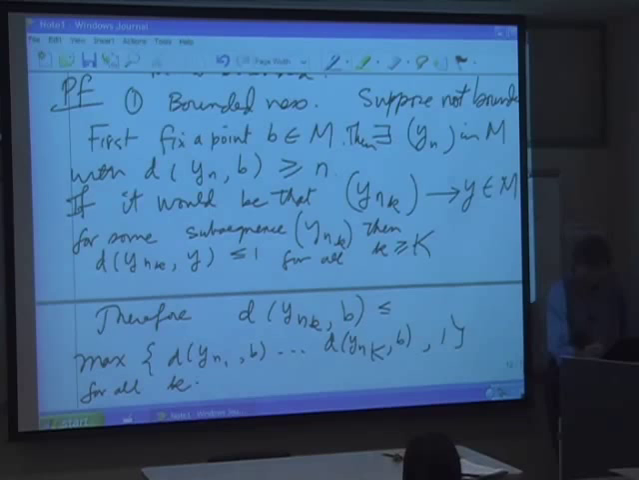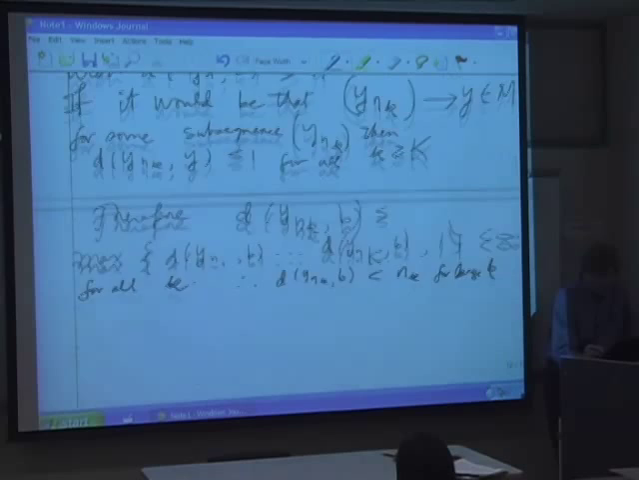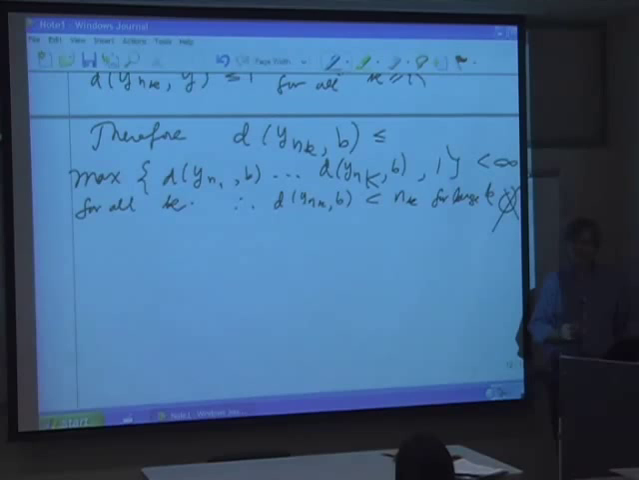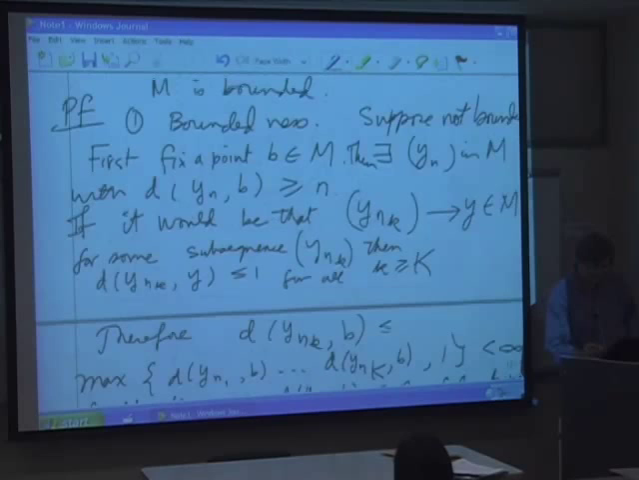So, therefore, d(y_{n_k}, b) will be less than n sub k for large k. And that's a contradiction. So, therefore, it has to be bounded. In other words, because I said it was compact, therefore, some subsequence will converge. I should put it this way: not if it would be, but since it will be that. Let's put it back here. I'm sorry I messed you up on this right at the end of the time. Since it will be that.